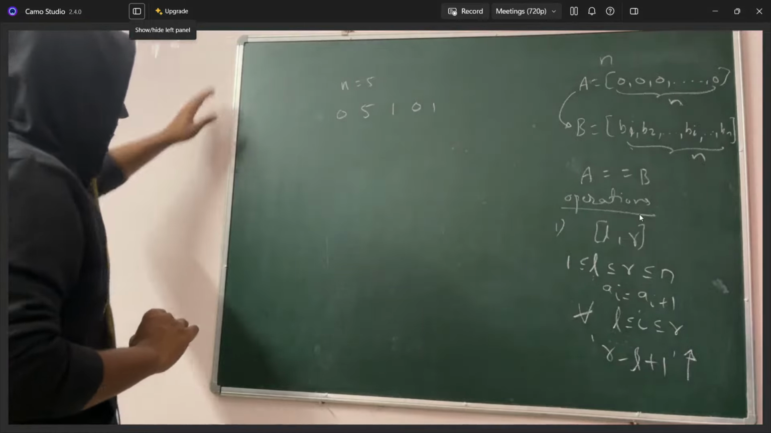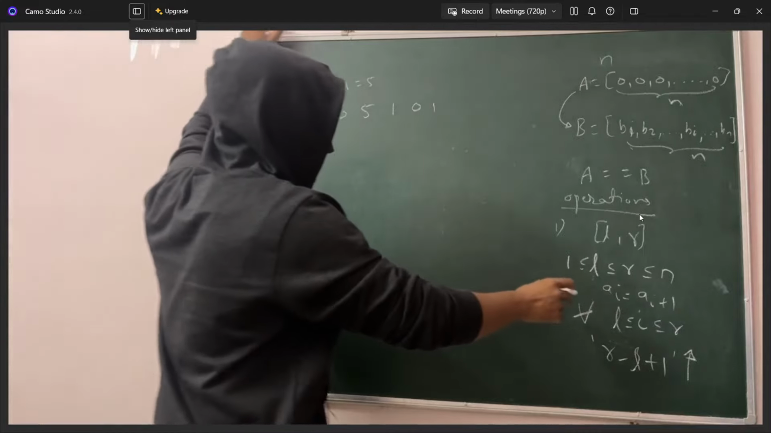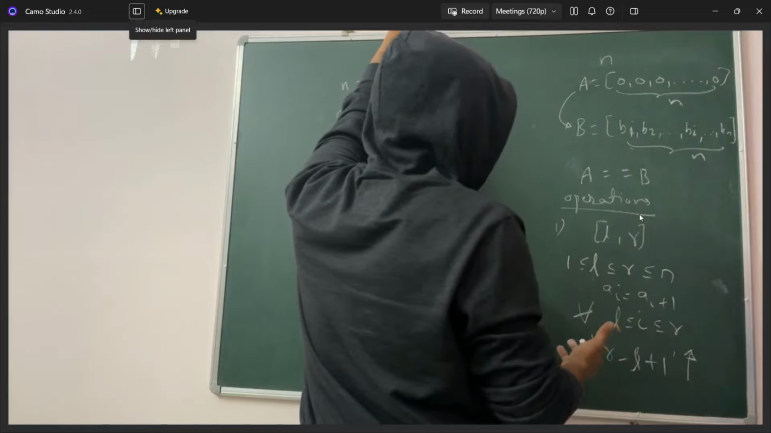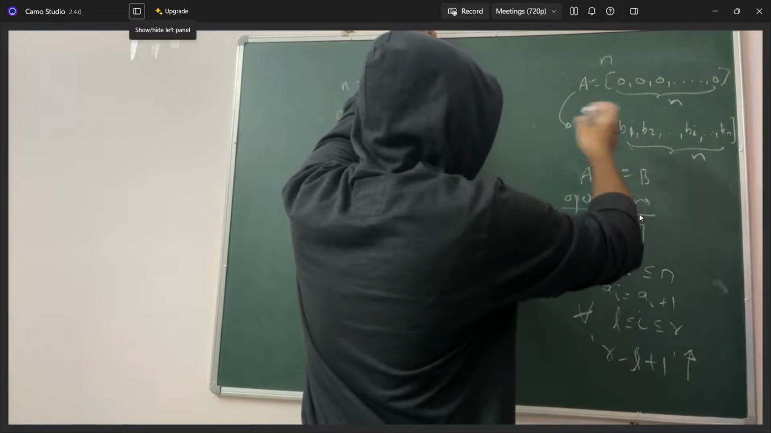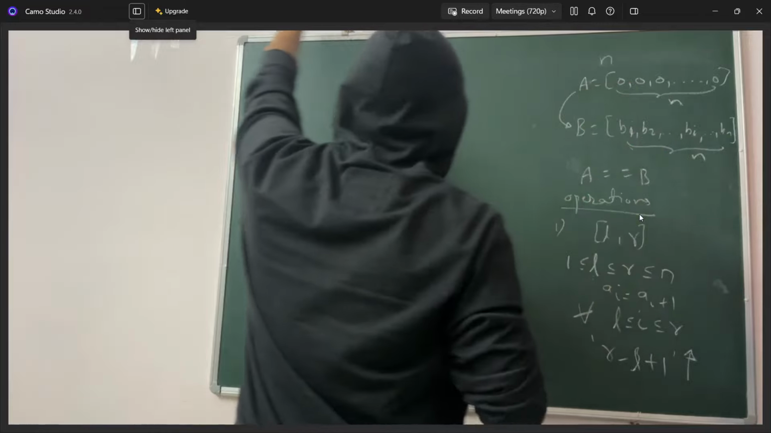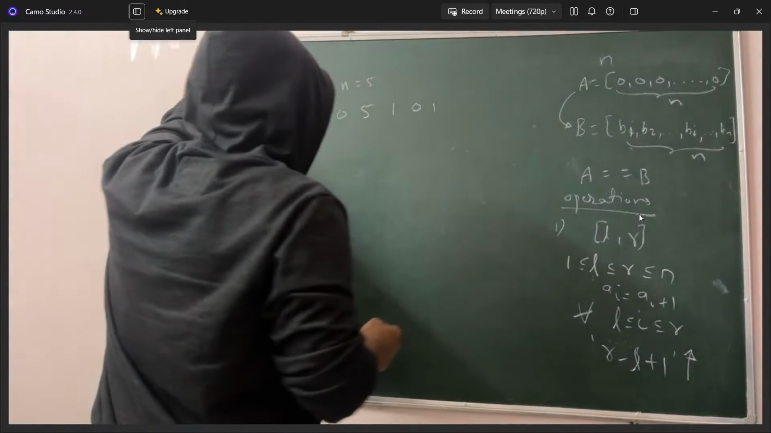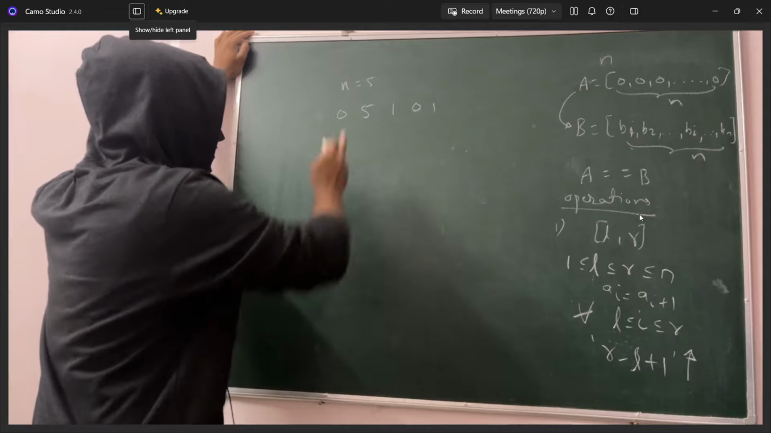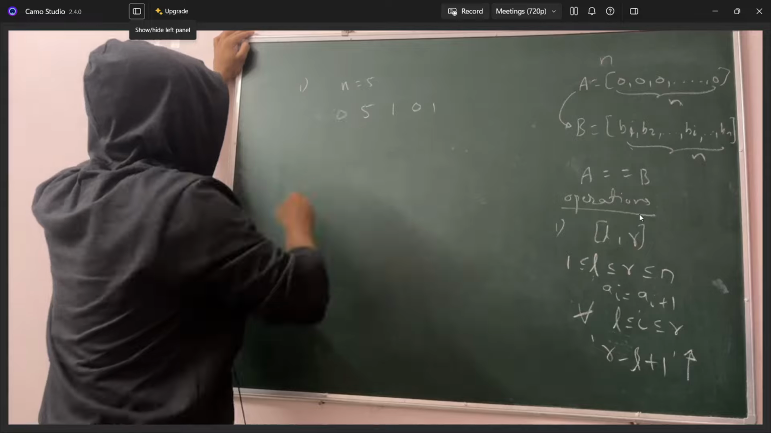Okay. And also they've said that after an operation, it may happen that a is not equal to b. So you can arrange a in any order in such a way that you make a equal to b. So rearranging is also possible. When rearrangement is possible, it is very important, you'll have to understand here.